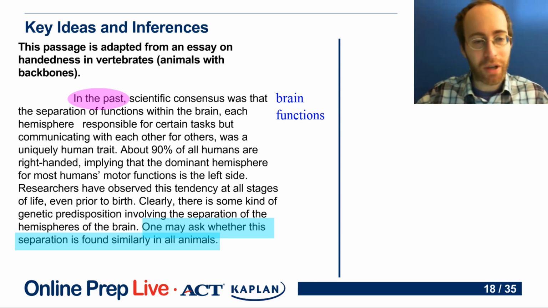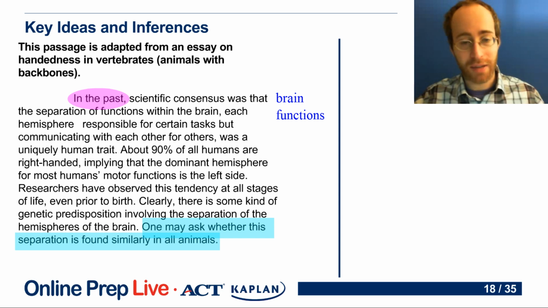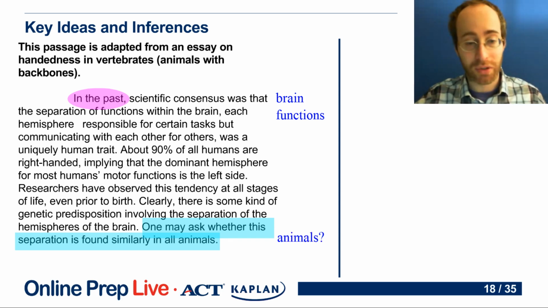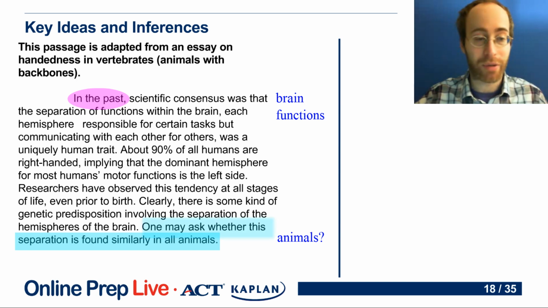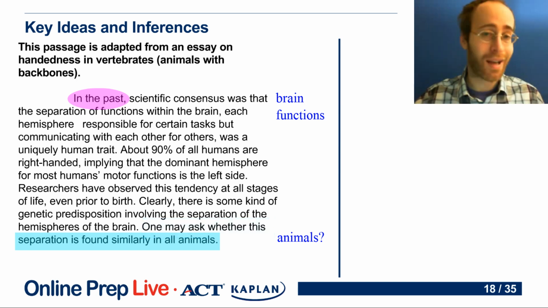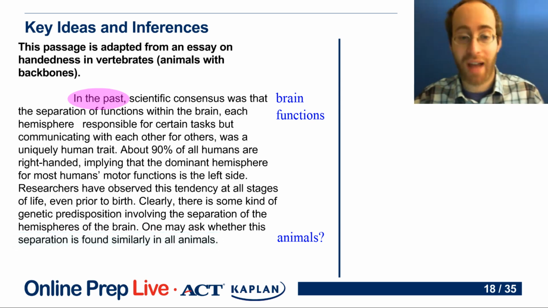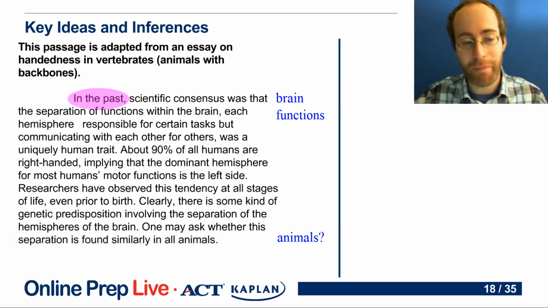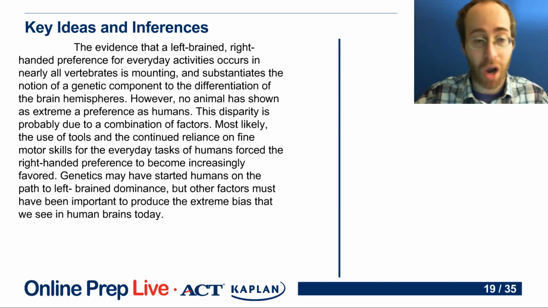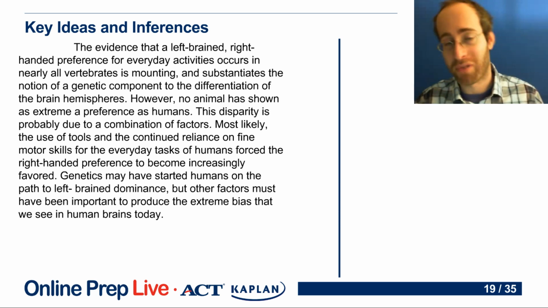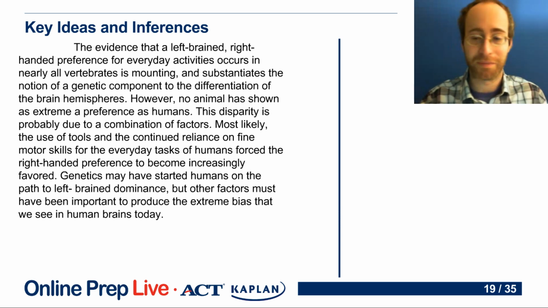Well, here we have something new. We have animals, right? So the real question that the author asks now is, what about animals? Do animals have this brain separation? This is like a rhetorical question. Now, you know, on the ACT, whenever the author asks a rhetorical question, the author's going to have to answer it. So you're guessing that maybe the next paragraph will have some information about animals. So you tell me, all right, do animals have this brain function separation?